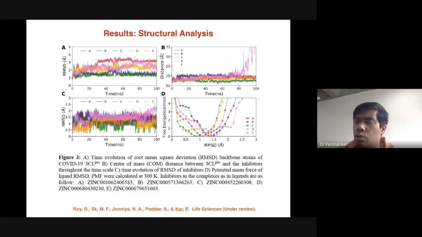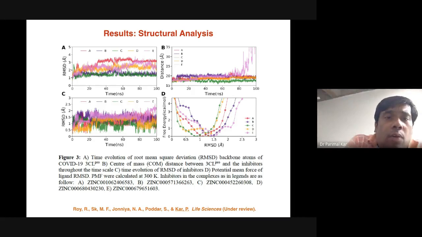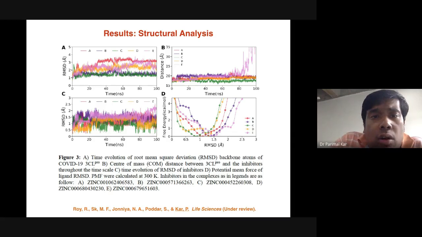First, because these are all docked structures, we are not sure whether the ligand will remain in the binding pocket the entire time or not. We need to study that. Although they are showing very high potential energy, that may not be the case actually. So for that, we conducted MD simulations, and you can see that for all cases after 30 nanoseconds, they have reached equilibrium.